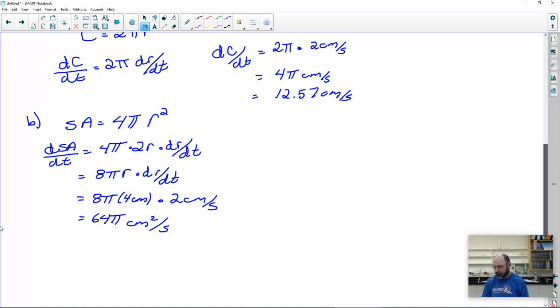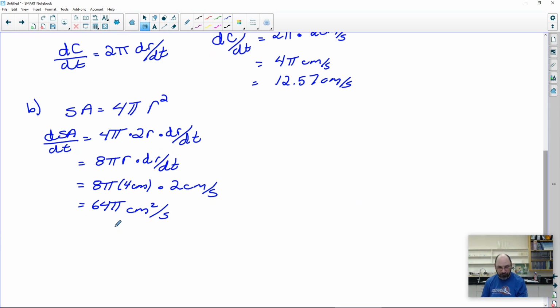If you wanted it in decimal form, you could go 64 times pi. Oops, wrong pi button. Okay, where is it? There it is. So 64 pi, if we convert it, is 201.06, or 201 if we round it off, centimeters squared per second.